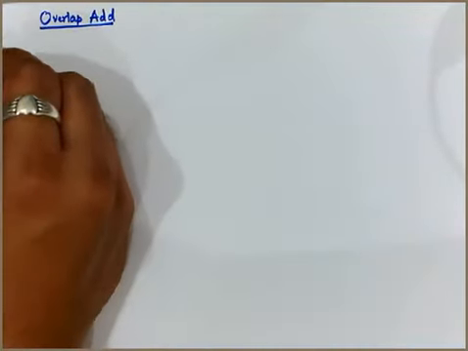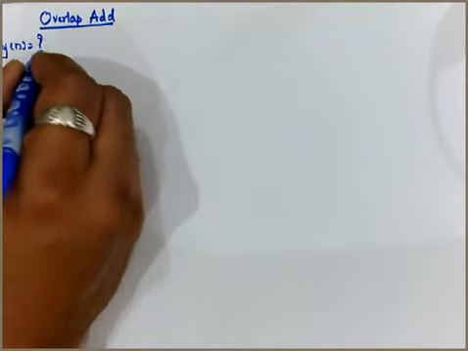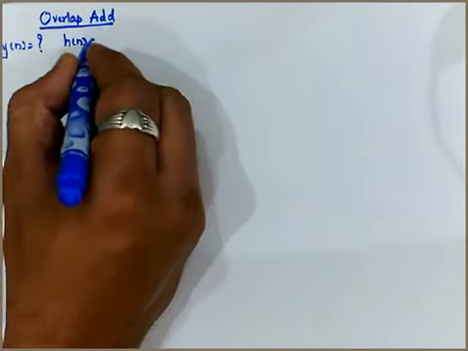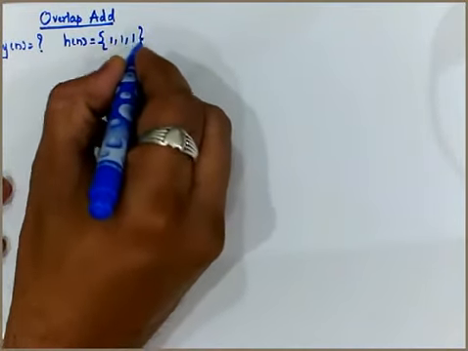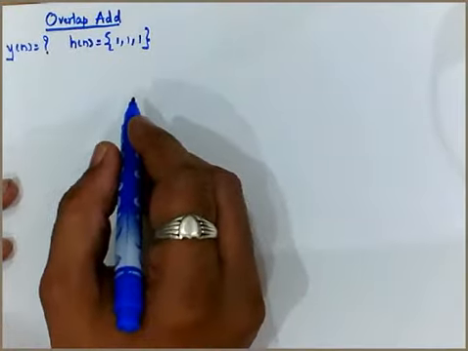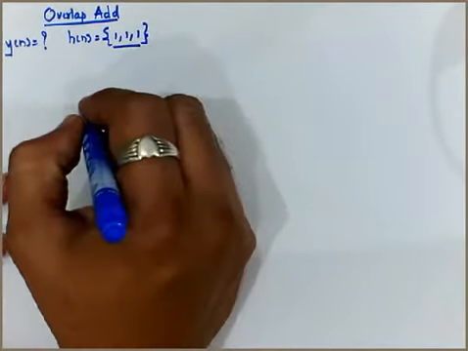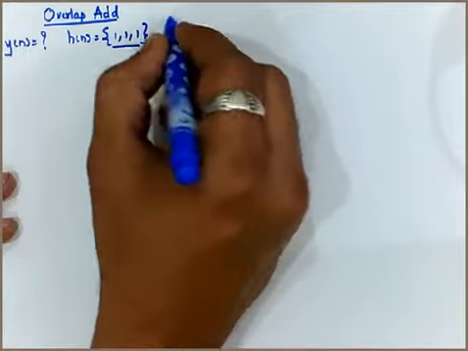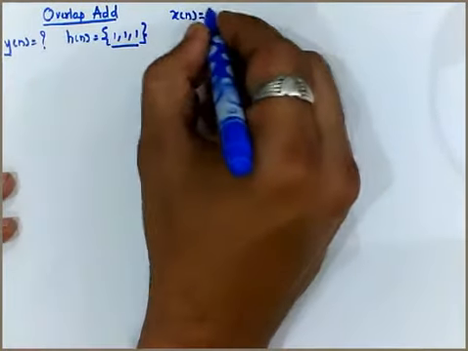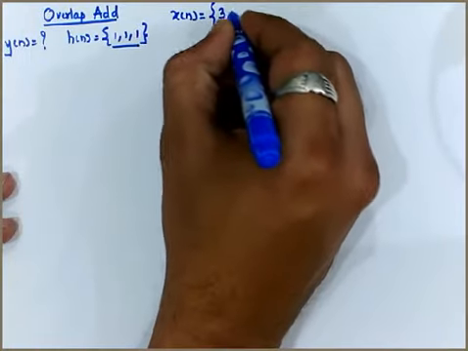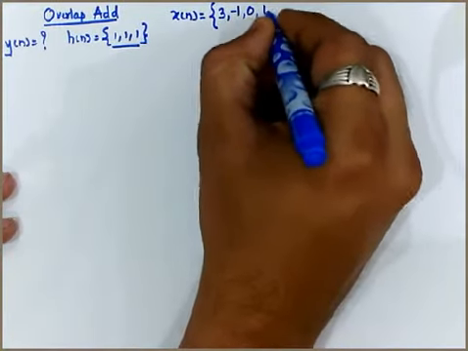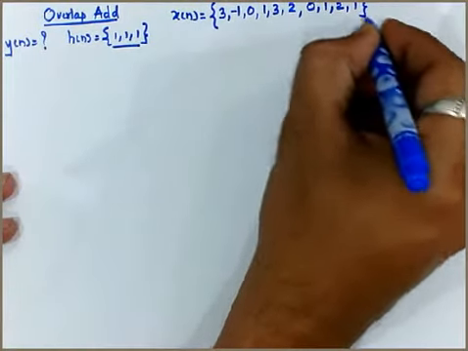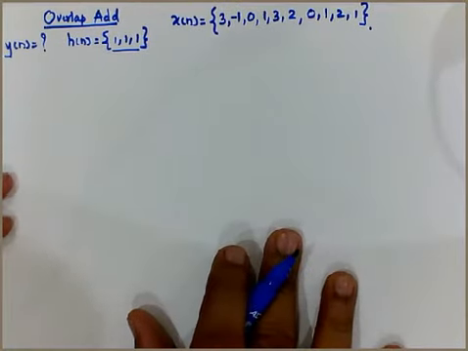So let's say the statement is like we need to calculate y of n for the filter. The impulse response is, let's say, h of n is equal to 1 1 1. For simplicity we are just taking it with the M equal to 3 case. As it is with the 3 values, M is equal to 3. With the input signal, let's say the input is x of n. I will just take it for simplicity as 3 minus 1 0, and this is 1 3 2 0 1 2 1.